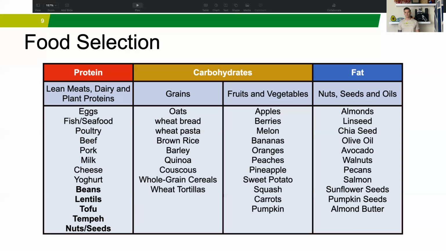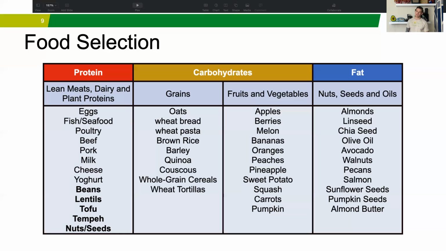So fruits and vegetables then, obviously fruits and vegetables is an endless list. I've listed a few here, but there's more. So apples, berries, melon, bananas, oranges, peaches, pineapples, sweet potatoes, squash, carrots, pumpkin. Obviously you've got broccoli, cauliflower, cabbage, leeks, all the green vegetables, peppers, lettuce, cucumber, tomato. All these different fruits and vegetables are fine. It's not an exhaustive list, but obviously I wasn't going to list them all.